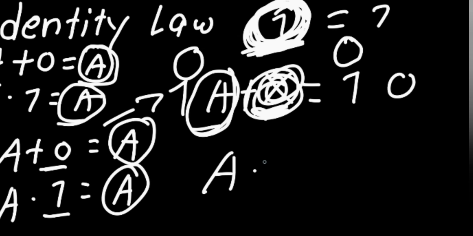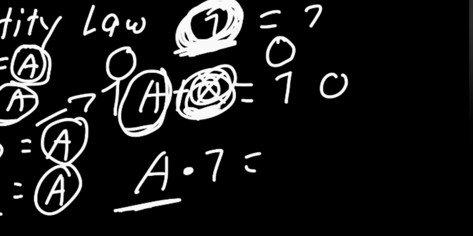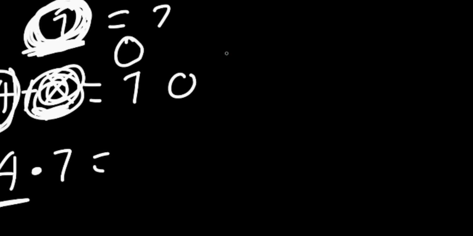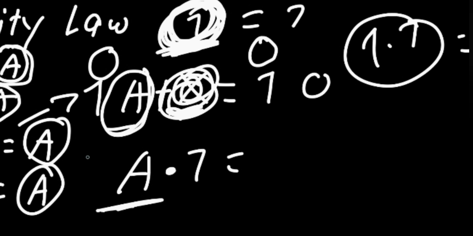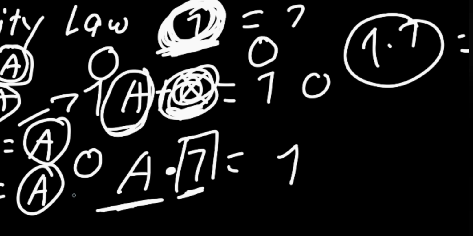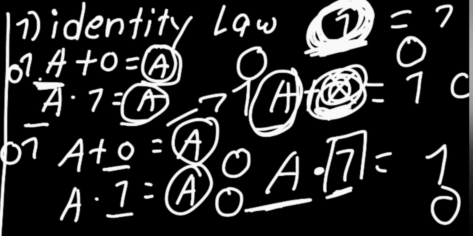Similarly, in A dot 1, the answer depends on A. In the AND gate, we said that all the inputs must be 1 for the output to be 1. But let's say A was 0. The result doesn't depend on the 1, it depends on A. If A was 1, the answer would be 1. If A was 0, the answer would be 0. This is the identity law. Identity of A.